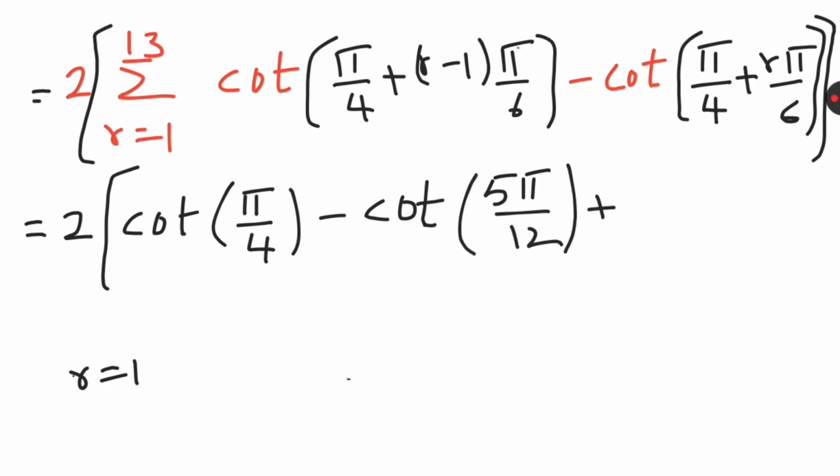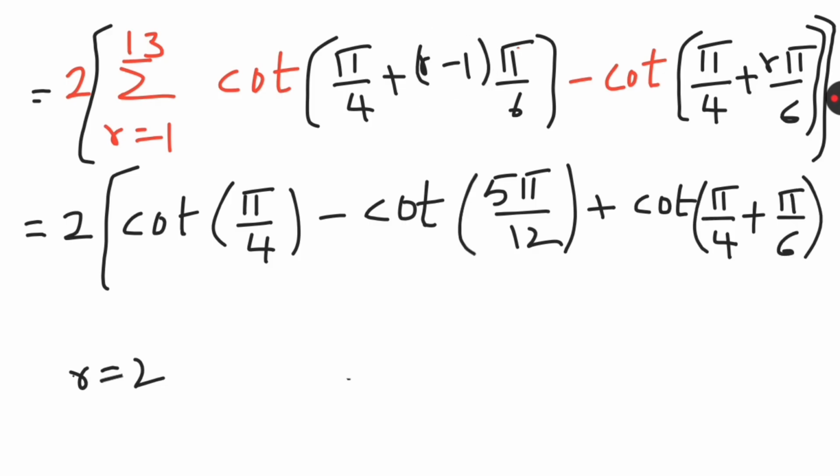Plus, now we have to substitute r as 2. Cot of pi by 4 plus, with r value 2, that means 2 minus 1, which is 1, times pi over 6. Just now we found that pi over 4 plus pi over 6 is 5 pi by 12, so directly we can write this as 5 pi over 12.